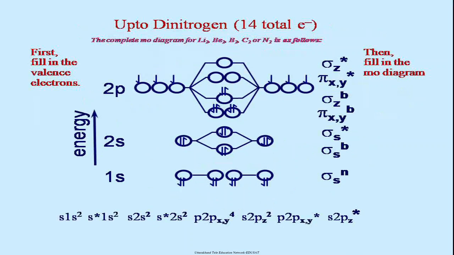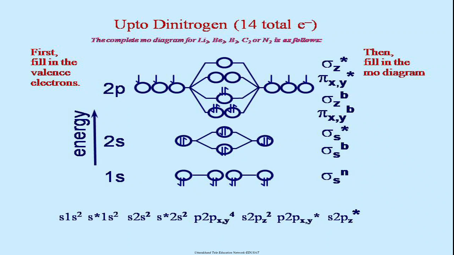The complete molecular orbital diagram is made by first filling the valence electrons in the atomic orbitals, and then the electrons should be filled in the molecular orbitals formed as a result of sigma and pi bonding. Filling of electrons takes place according to the rules of filling electrons. Sigma 1s contains 2 electrons of maximum multiplicity. Sigma star refers to the anti-bonding condition of the s orbital.